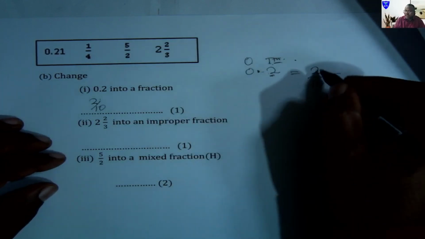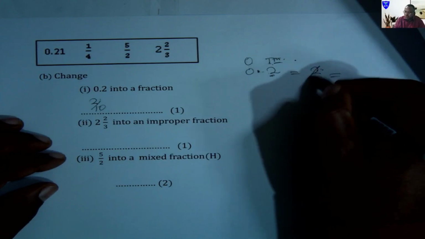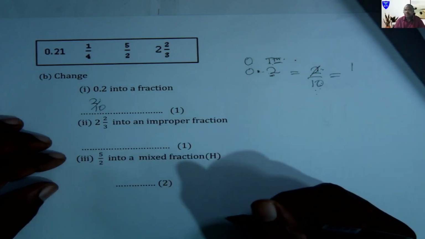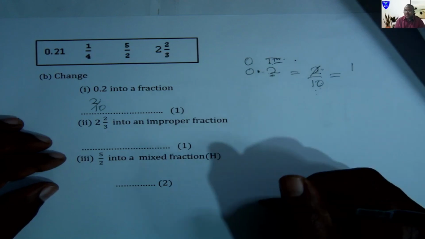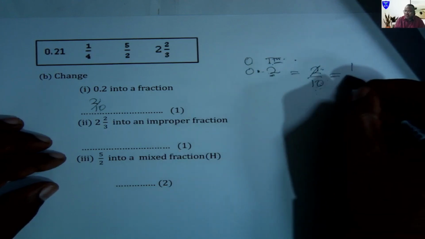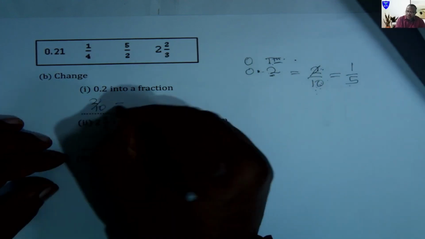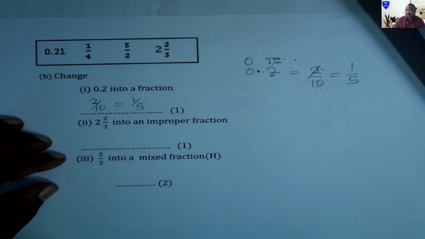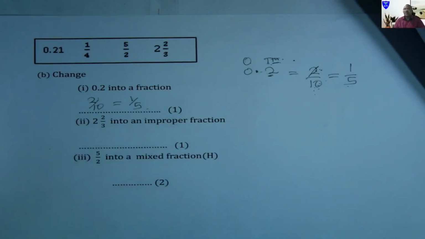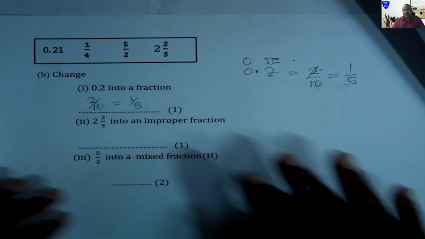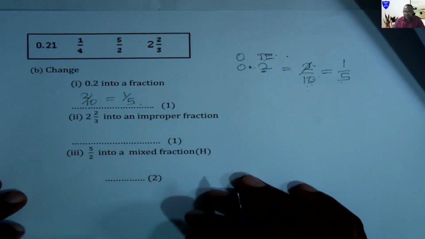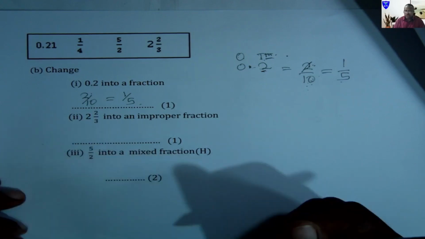So dividing the numerator by 2 will give us 1. 2 divided by 2 is 1. Then 10 divided by 2, it is 5. So this will be equal to a fifth. We've now simplified the fraction. I'll give you more examples on how to simplify fractions if you're still behind. Then let's look at 2.